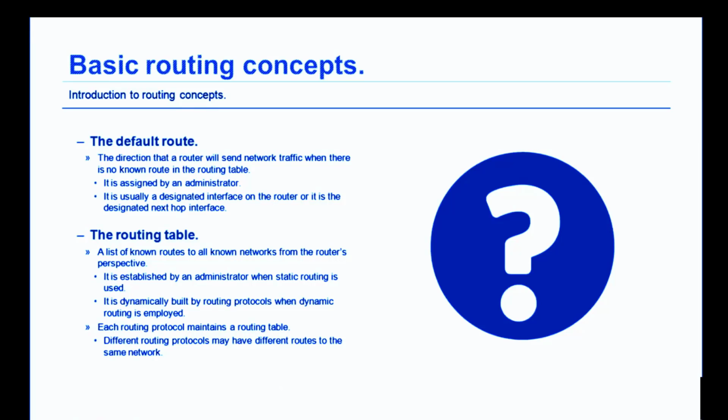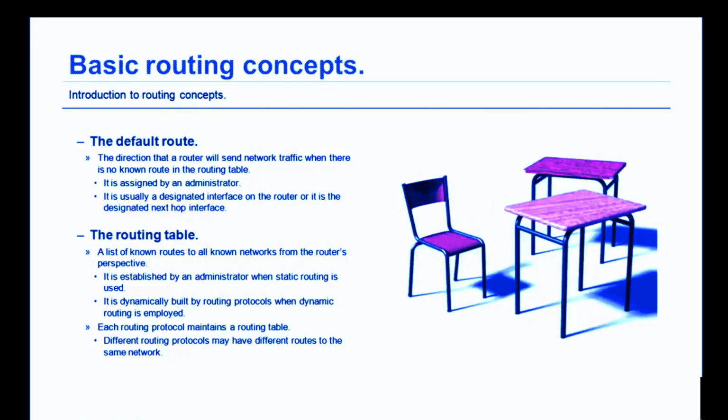The default route is the direction that a router will send network traffic when there is no known route in the routing table. The default route is assigned by an administrator. It is usually a designated interface on the router, or it is the designated next hop interface. Then there is the routing table.